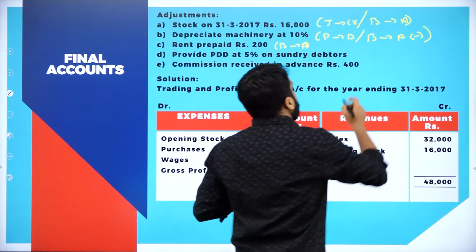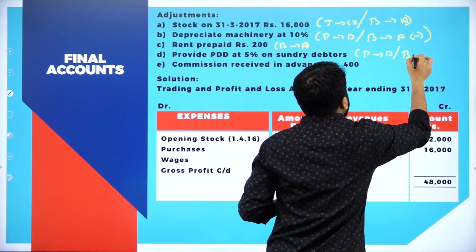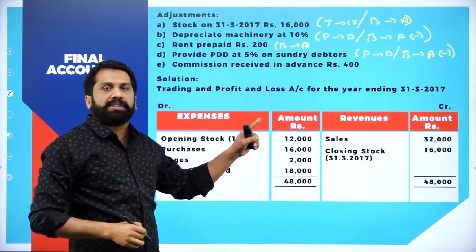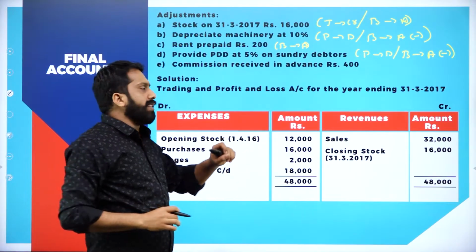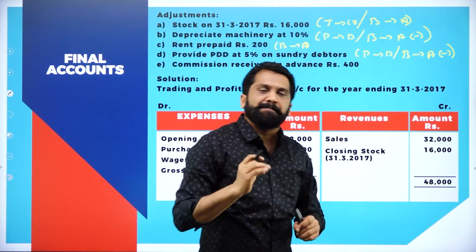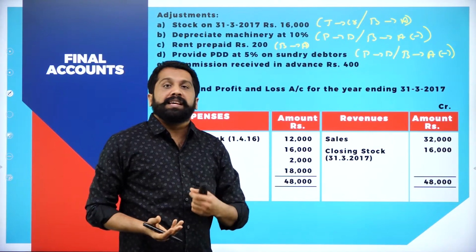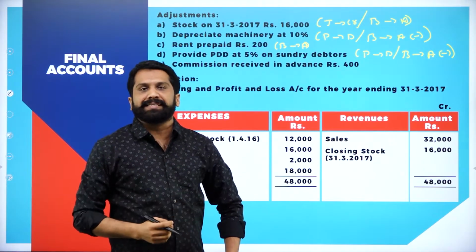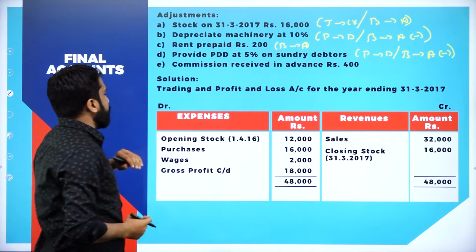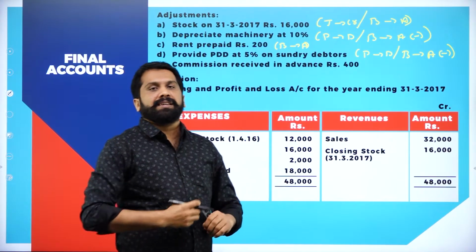Now, simple. One is P&L debit side. One more is balance sheet asset minus. How do you treat your depreciation? Similarly, you have to show it as PDD in your P&L debit side as well as balance sheet asset minus. Next, commission received in advance. Simple. In advance means what? Minus. Clear? Yes. So these are the adjustments you have. You have expenditure as well as revenue. What is that particular and amount?